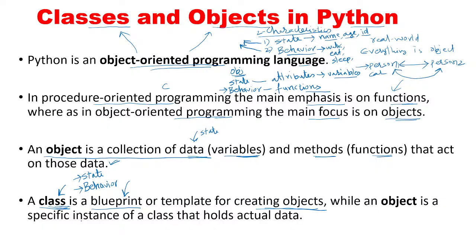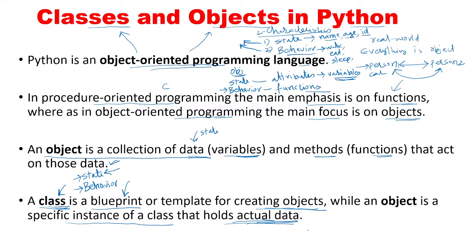While an object is a specific instance of a class that holds the actual data. So an object is an instance of the class. An instance of the class is called an object, and that object actually stores the actual data. What data here? We said that state is implemented with the help of variables. The values for the variables will be stored in this object.